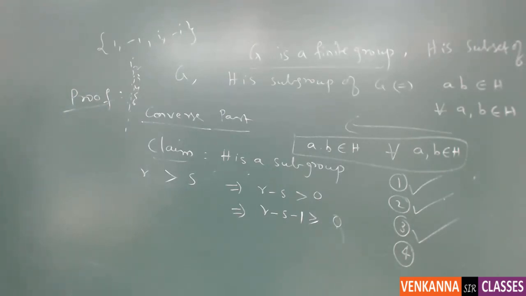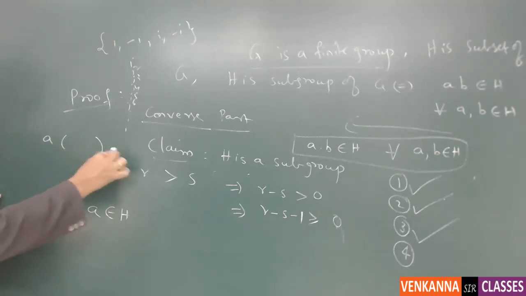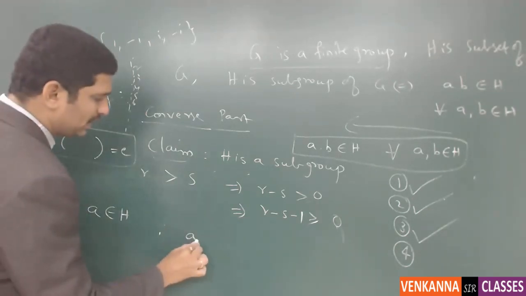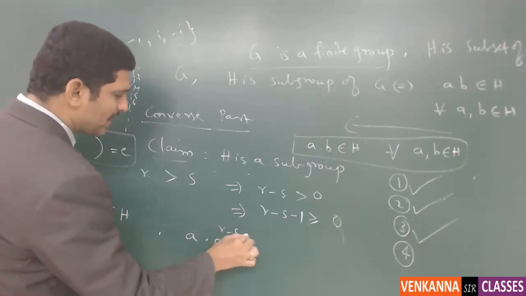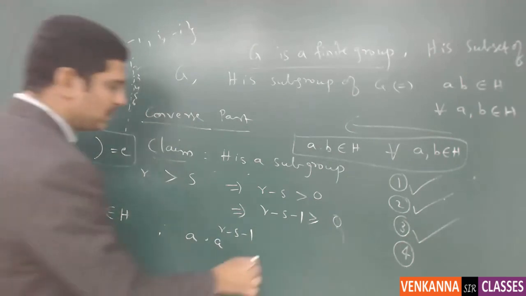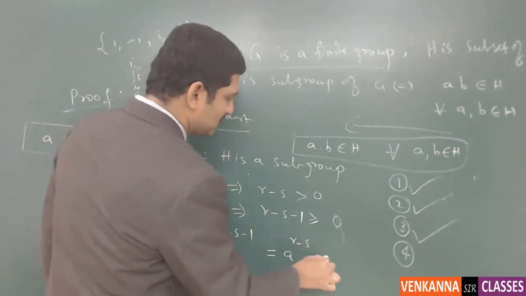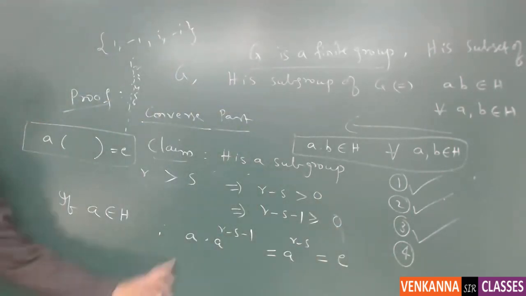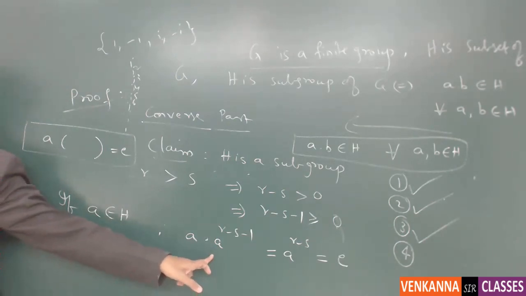Right. So why am I considering this part? Because if I take A belongs to H, inverse of A means if I multiply A with some other number, I should get identity. So if I take A here, you multiply A with A power R minus S minus 1. So it is nothing but A power R minus S, nothing but identity. So what is the inverse of A here? A power R minus S minus 1.